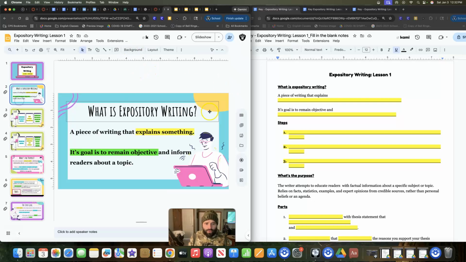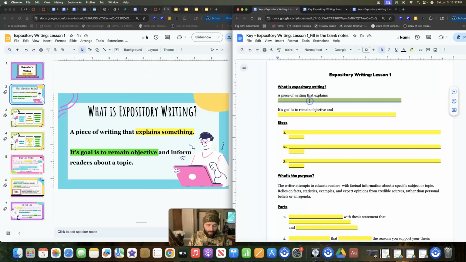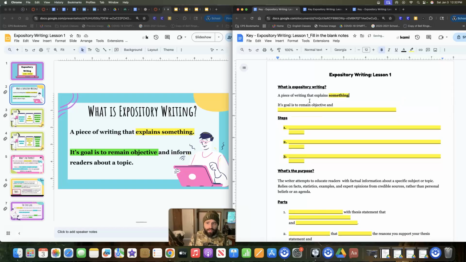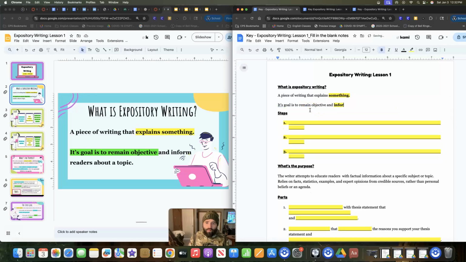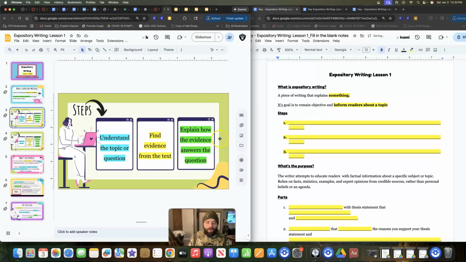So looking at expository writing, as a reminder, because we've already talked about it, it's a piece of writing that explains something. That's all it does. Its goal is to remain objective and inform readers about a topic. That's it. Now, there are 3 steps that we want to look at when we look at an expository writing prompt. What is a prompt? A prompt is a question.